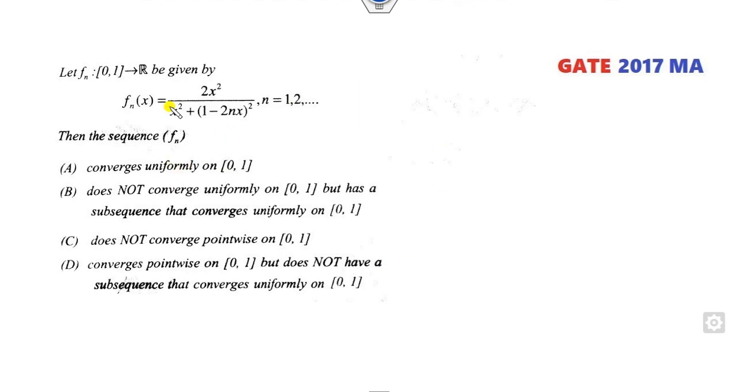Again, you can see they are talking about a sequence. So firstly find the value of the limit of this. So this is my f. What is the answer? x is in my closed interval. If I take x as 0, it is 0 over something, so it is 0. When x is 1, it is 2 over 1 plus (1 minus 2n) whole square. So it is 0 again.